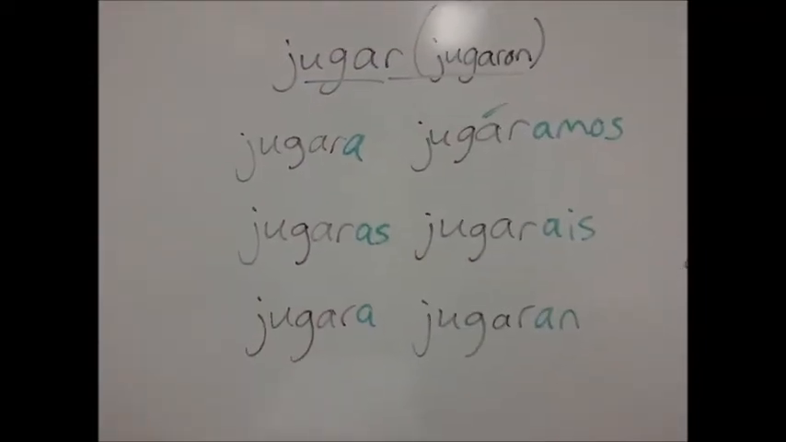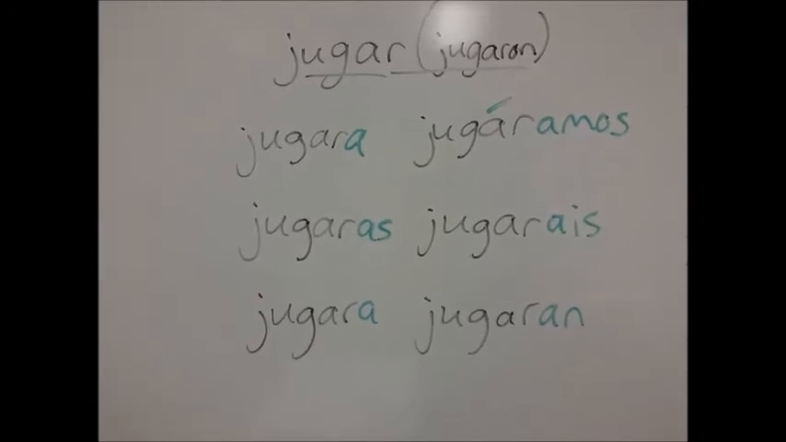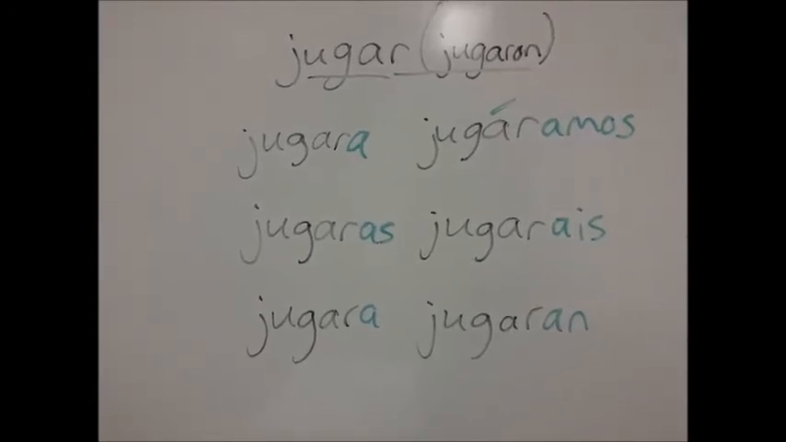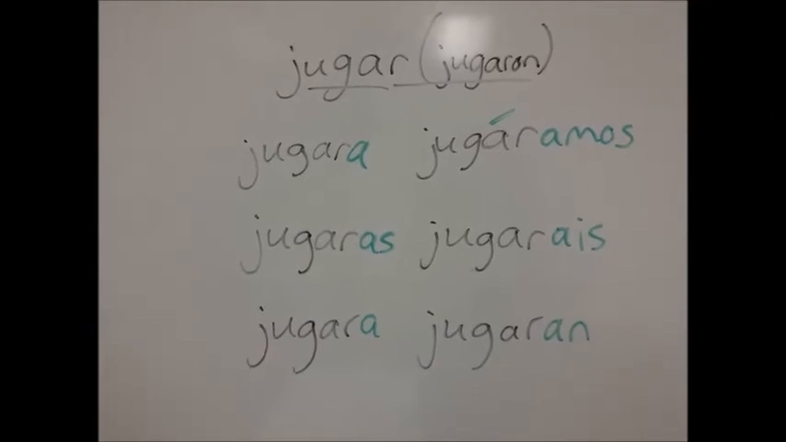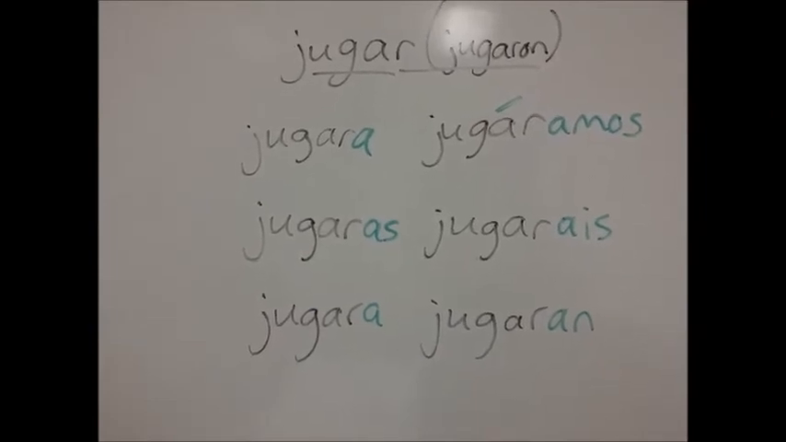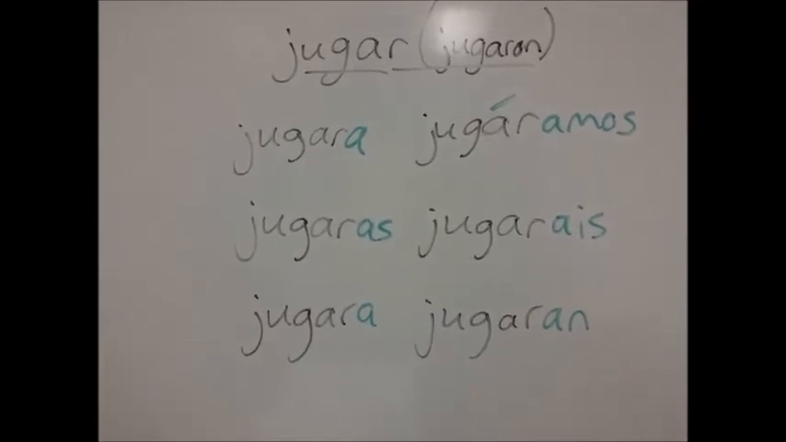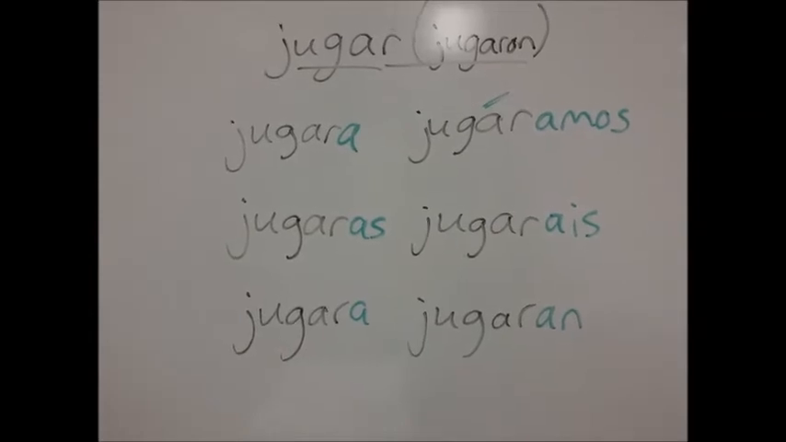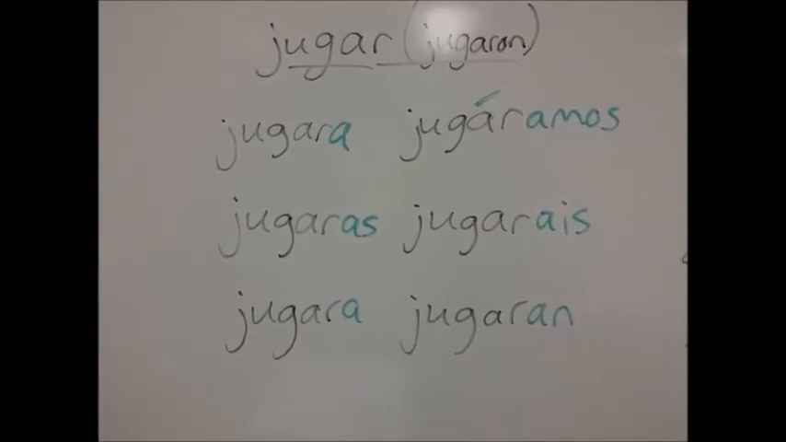Just to make sure that these imperfect subjunctive endings are totally clear, here is the verb jugar conjugated in the imperfect subjunctive. Jugara, jugaras, jugara, jugáramos, jugarais, y jugaran.